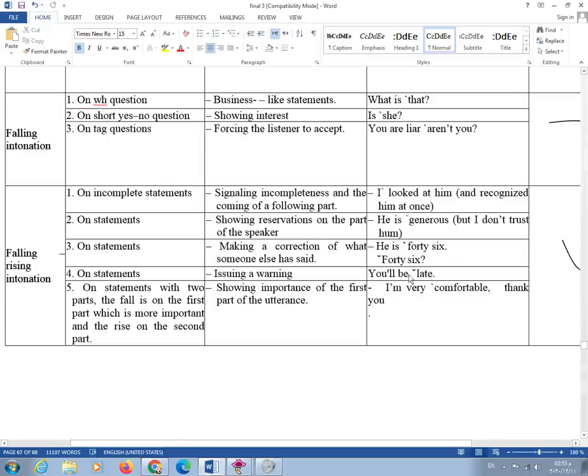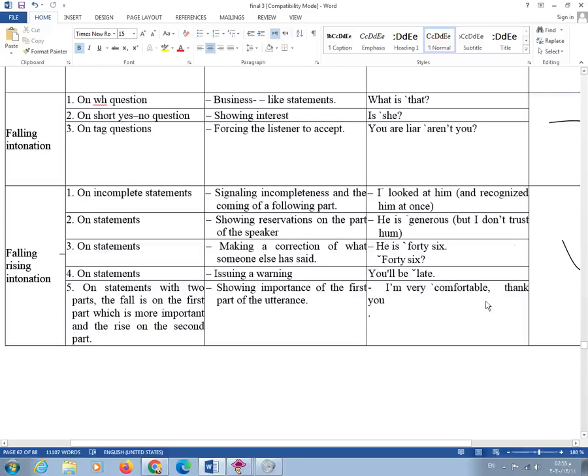On statements with two parts, the fall is on the first part, which is more important, and the rise on the second, which is less important. Showing importance in the first part of the utterance. For example, I'm very comfortable. Thank you. So the first utterance has a fall, and the second is carrying a rise.